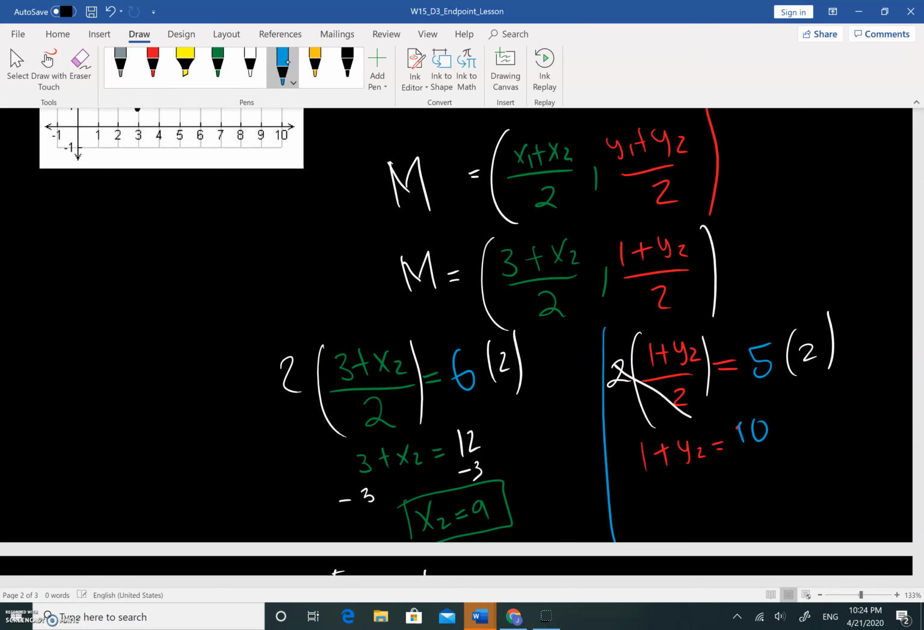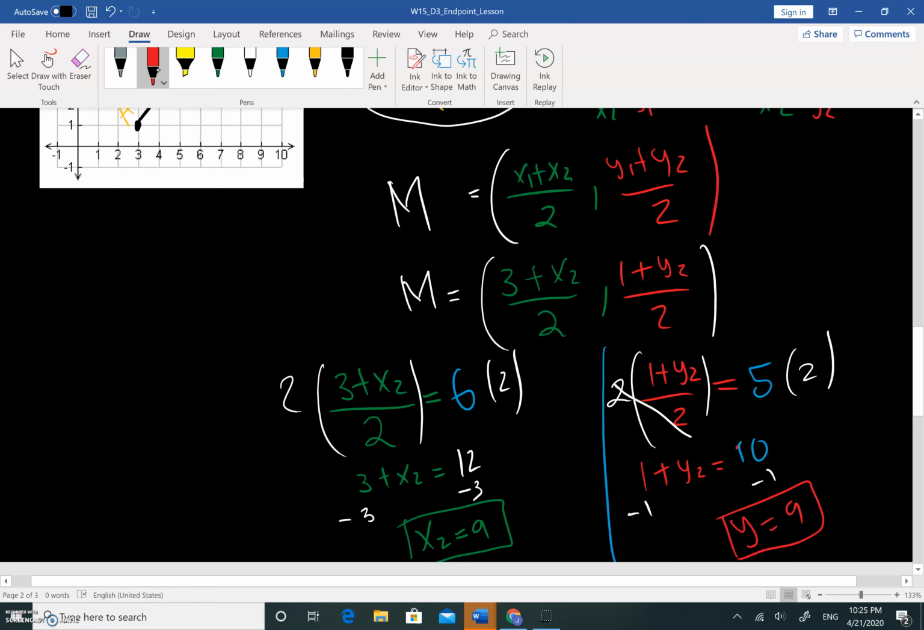And then from here, you use algebra again. You're adding 1 to the y2, so you do the opposite, which is to subtract 1. Therefore, my y2 is equal to 9. And that makes sense, right? Because 9 plus 1 is 10, and 10 divided by 2 is equal to 5. I'm just checking my answer to make sure that it's correct.